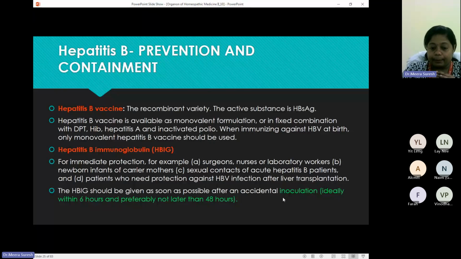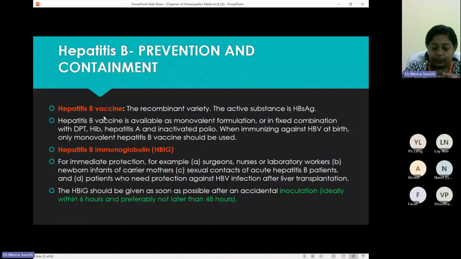If the exposure has happened within 6 hours, that is the ideal time, but not later than 48 hours. So if you take HBIG after 48 hours, it is not useful. It should ideally be taken within 6 hours. And these are the people who should be taking it post exposure.